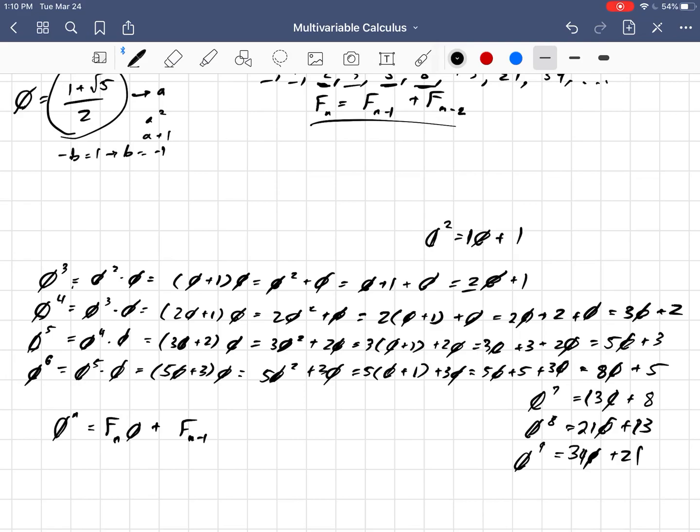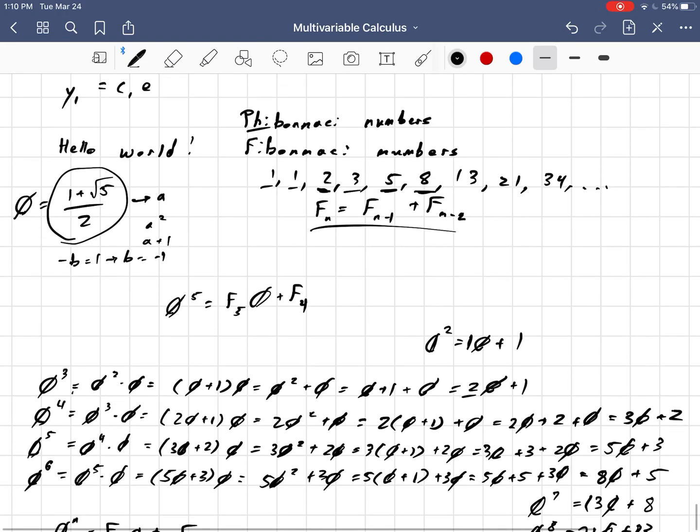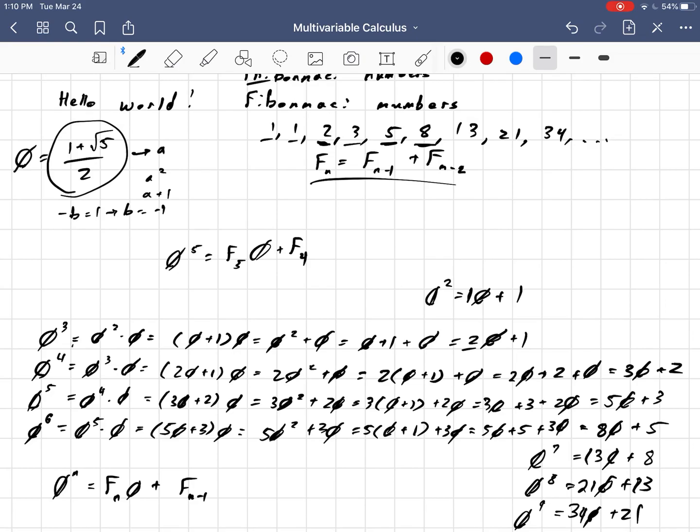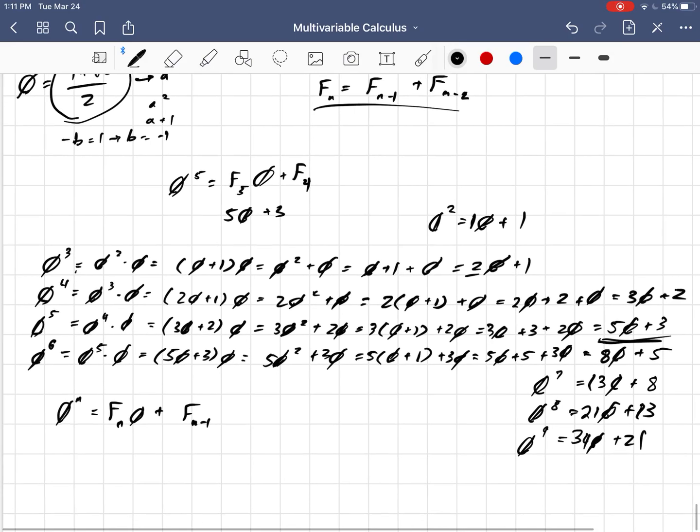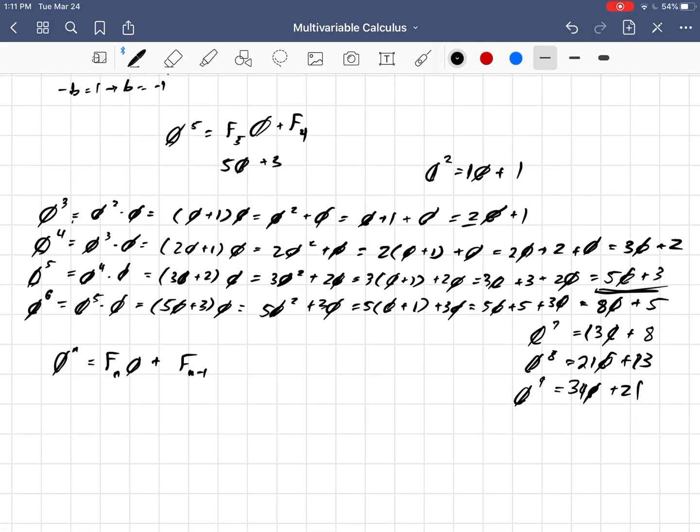And we can see that here, right? For example, I'll just pick phi to the fifth. Phi to the fifth is, we're claiming, f sub 5 phi plus f sub 4. And we look at this and we say, okay, the fifth term in this sequence here is this 5, which is exactly what we have here. We have a 5 here and a 5 there. And then the fourth term is this here. So we would say that that's 5 phi plus 3. And this is exactly what we got down here. That's pretty cool.